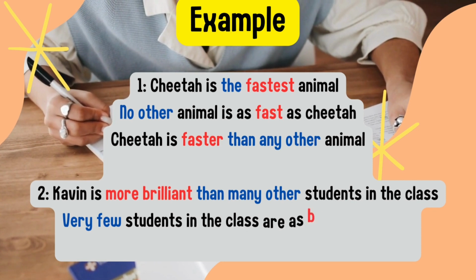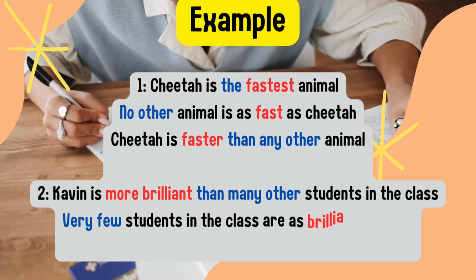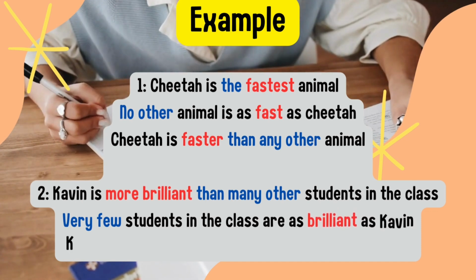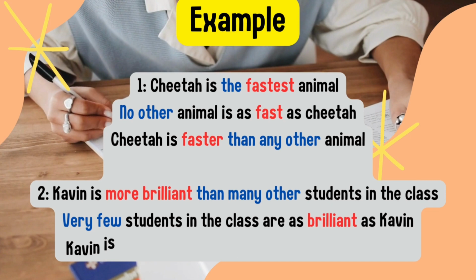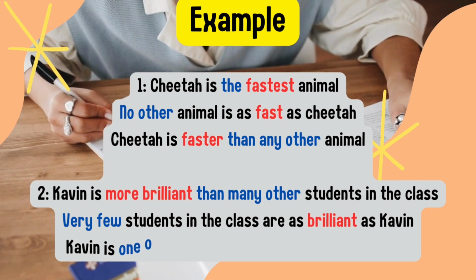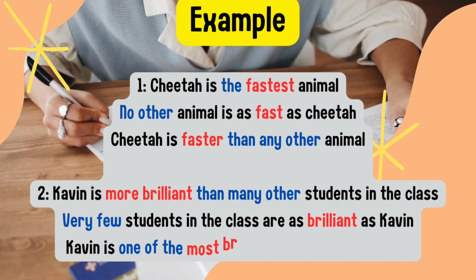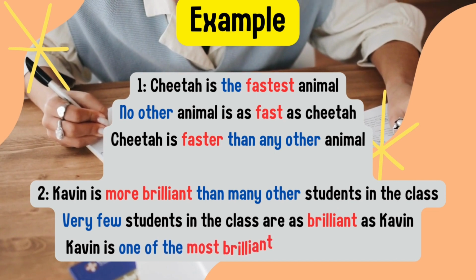Next, we will transform the given superlative degree to comparative degree. First write cheetah. Next the helping verb is. Omit the clue word the. Next we have fastest. Comparative form, faster. Clue word, than any other animal. Cheetah is faster than any other animal.